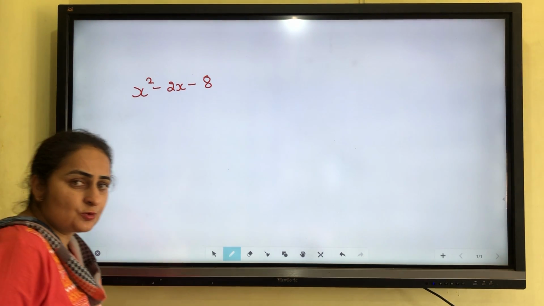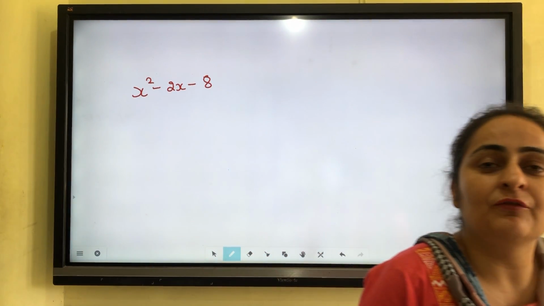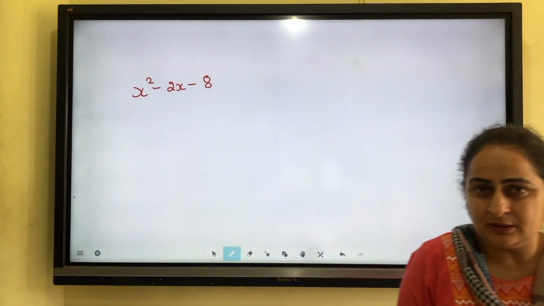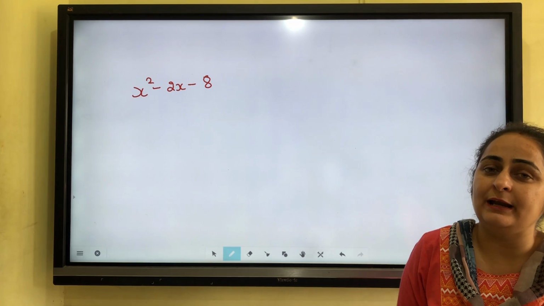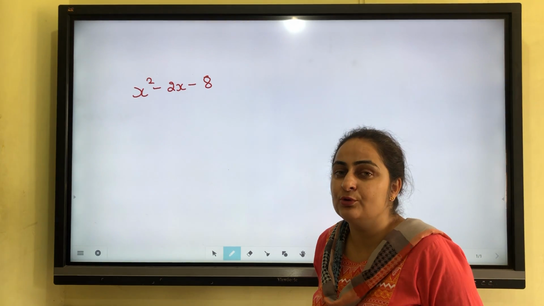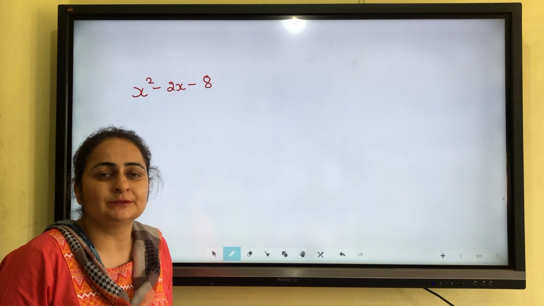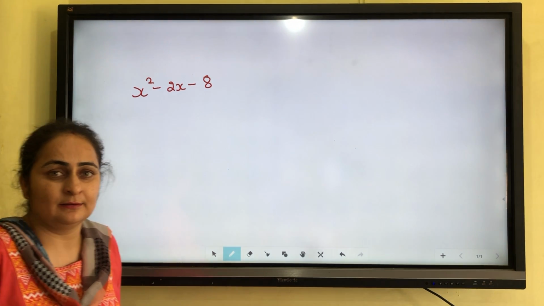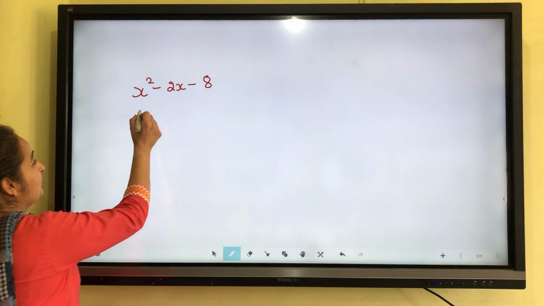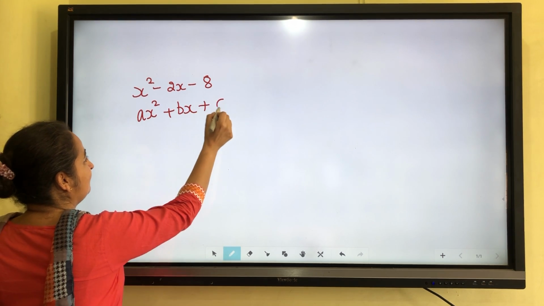If the degree is 2, it means we are able to find two zeros. And what do the zeros mean? That is the value of x. In this question, we are able to calculate the two values of x by the factorization method, and you know, if the power is 2, then we will factorize it by using the middle term splitting method. Now, the general expression for a quadratic polynomial is ax square plus bx plus c.